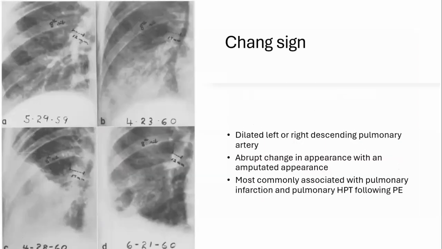Then the Chang sign, it's a dilated left or right ascending pulmonary artery. You can see it's again marked for us, and it's just because there's an abrupt change, and it gives this amputated appearance. It's most commonly associated with a pulmonary infarction and pulmonary hypertension following your PE. Again, if you see it or you don't, you probably will still get a CTPA. But it's good to go back to the basics and have a good approach to your exercise.